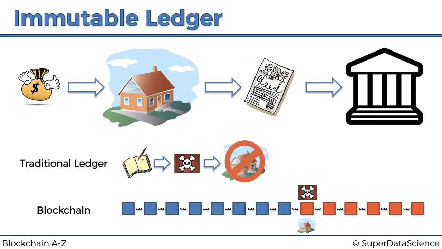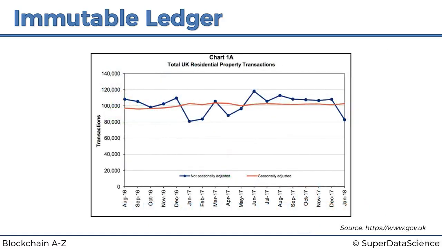And to finish off, I want to give you one more example. This is an example from the UK, directly from the government of the UK website. This is how many residential property transactions, not commercial, private property transactions, happen in the UK per month. So you can see the blue is the values and the red is the seasonally adjusted. About 100,000 transactions per month happen in the UK.